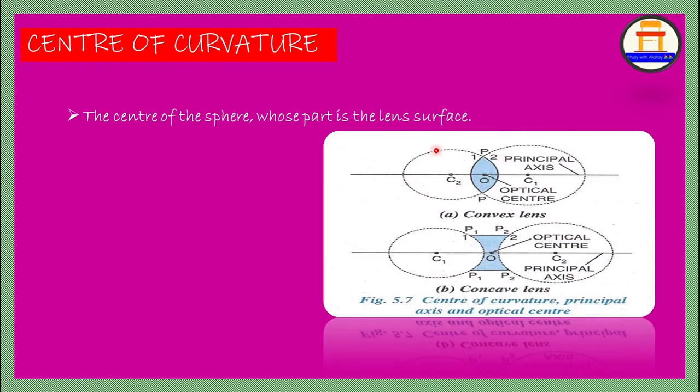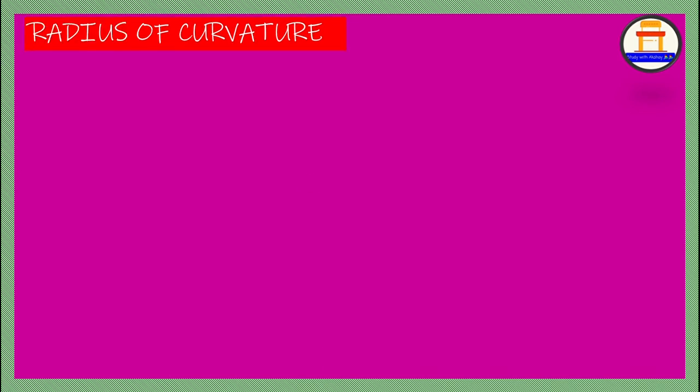First term is center of curvature. What is the center of curvature? The center of the sphere, of which this part is the lens surface, is called the center of curvature. C1, C2, you can see over here, right? These are called the centers of curvature. Radius of curvature: the radius of the sphere, of which this part is the lens surface.